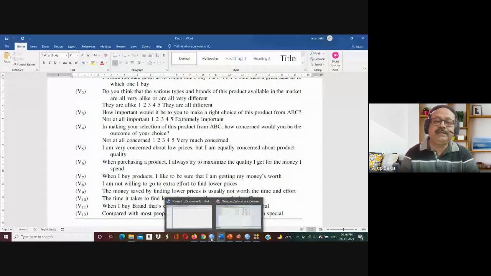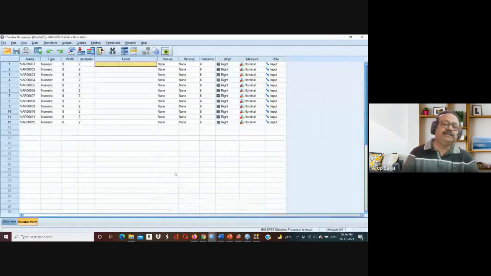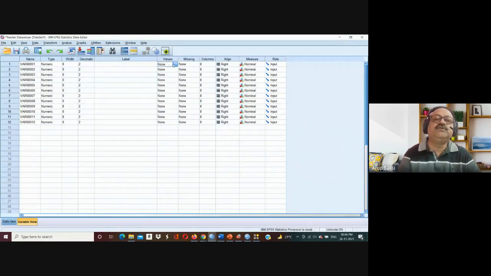So when you will be doing SPSS analysis, all the items you can fit in over here. You can just copy paste from the Word file, or you can just type it out over here, all these labels, and you can fix up the values over here.